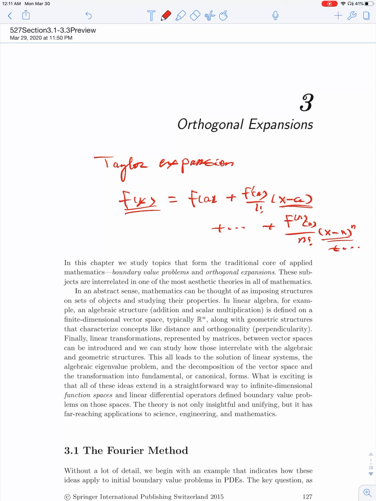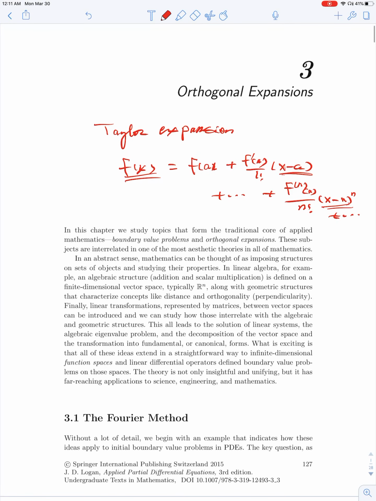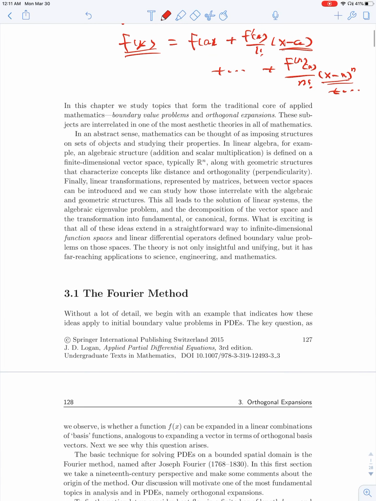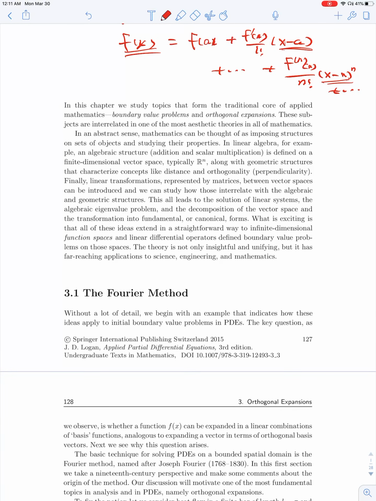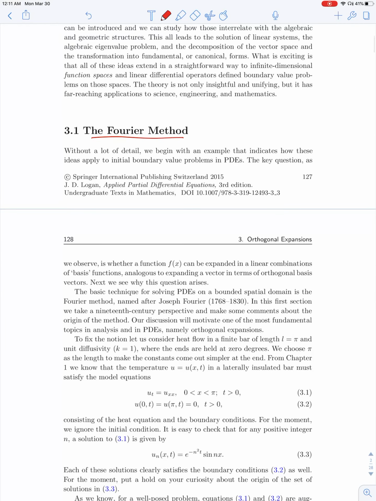monomials as our basis. And what we talk about in this section is that we try to expand a function using other bases. This is a method that was actually introduced by Fourier. Joseph Fourier is a French mathematician in the 18th century, and he invented a way to solve a partial differential equation to study heat conduction.